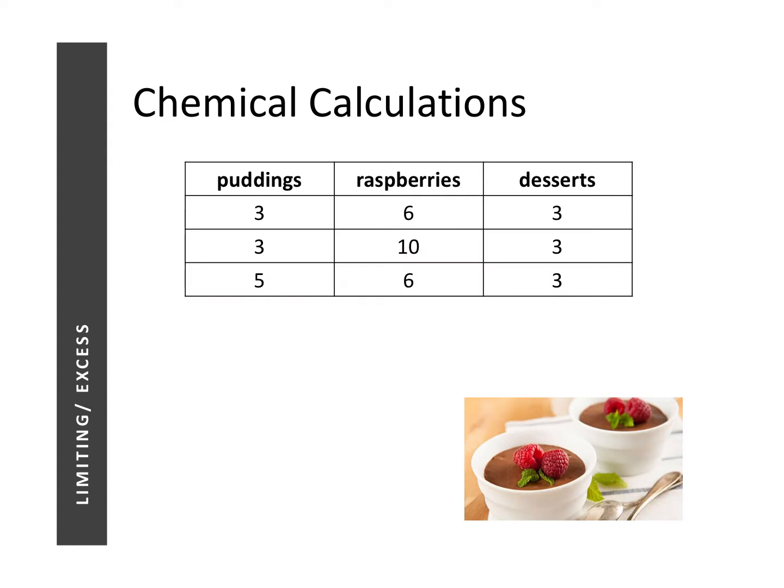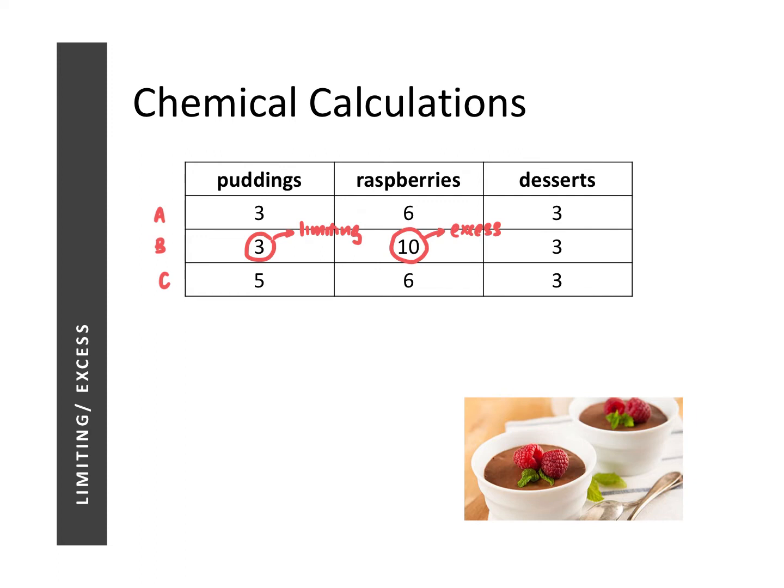So in the 3 scenarios, let's call them A, B, and C. In scenario B, despite having more raspberries, we can still only make 3 bowls of dessert. Why? Because we are limited by the puddings. We don't have enough puddings. So in this case, the pudding is known to be limiting, or the limiting reactant. The raspberries, we have more than enough. After making the dessert, we will have some raspberries remaining. So we say that the raspberries are in excess.